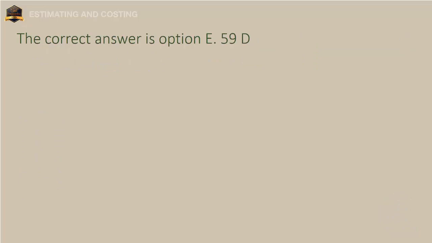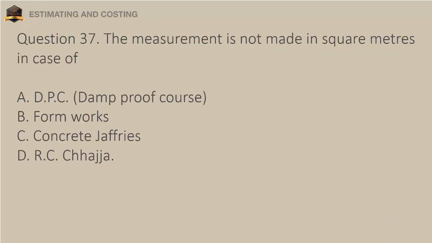Question 12. The height of the sink of wash basin above floor level is kept. A. 60 centimeters. B. 70 centimeters. C. 75 centimeters to 80 centimeters. D. 80 centimeters. The correct answer is option C, quartz clocks.